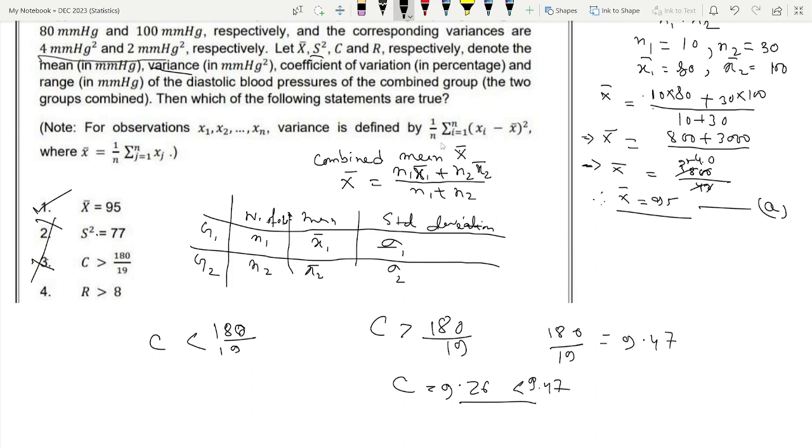And last we check the range. Range means highest value minus the lowest value. Range is equal to the highest value minus the lowest value in the data, and we see that in the question it is obviously greater than 8, so option 4 is the correct answer. So option 1 and option 4 are the correct answers.